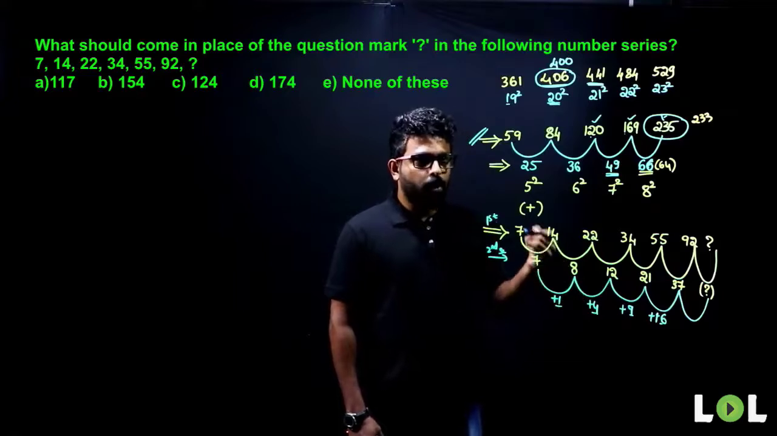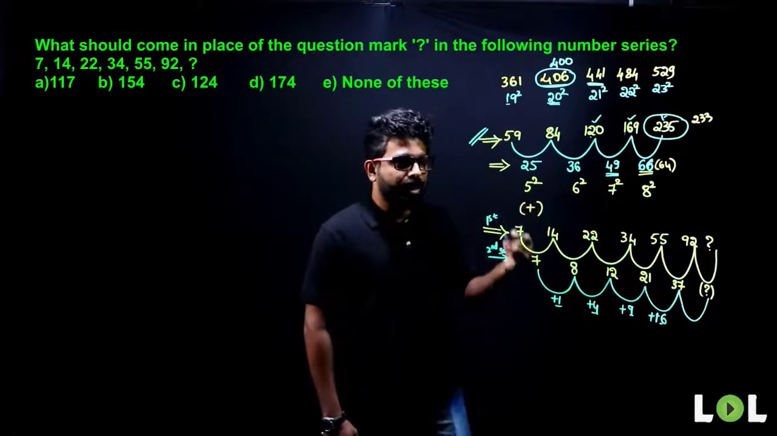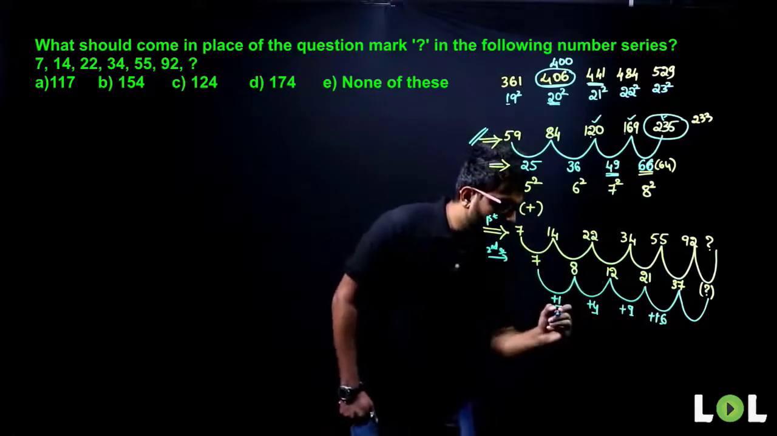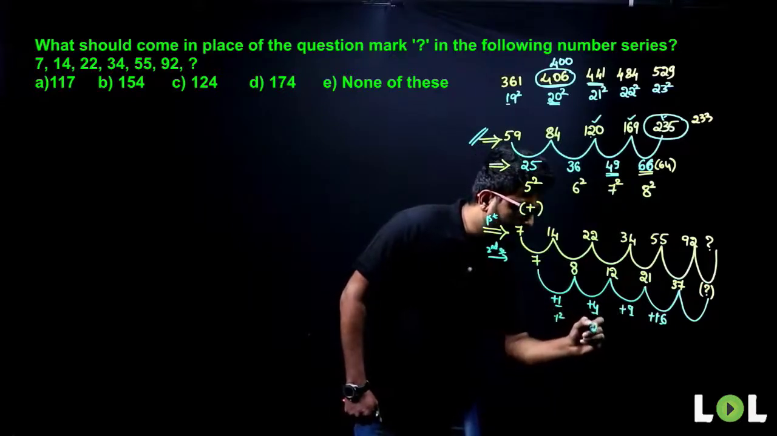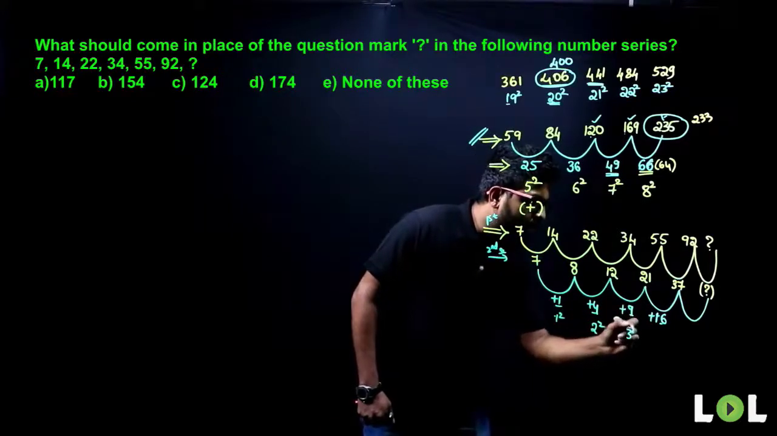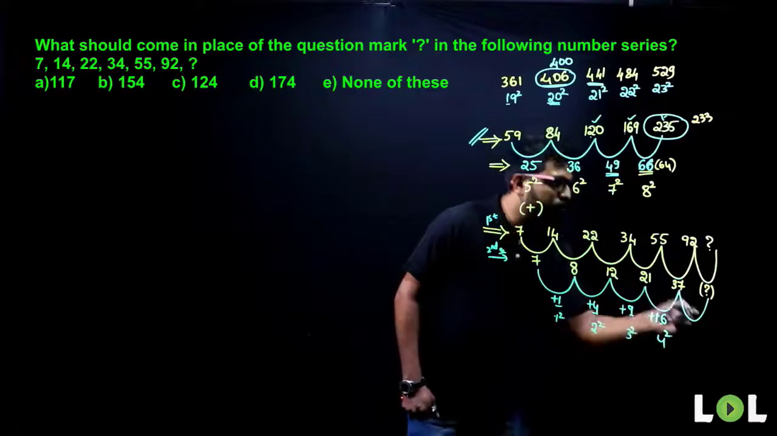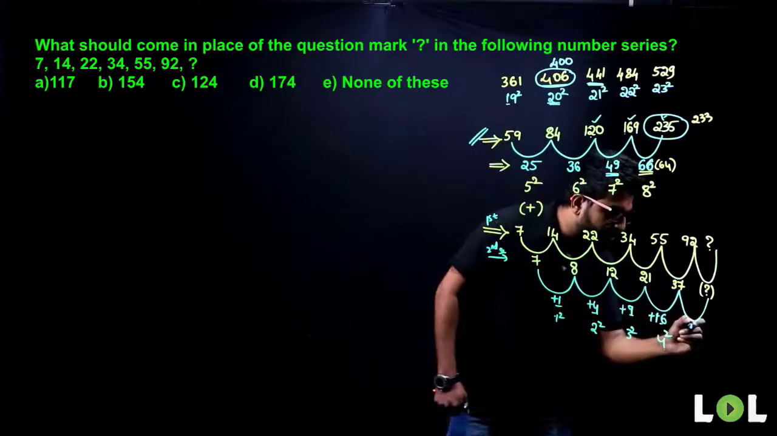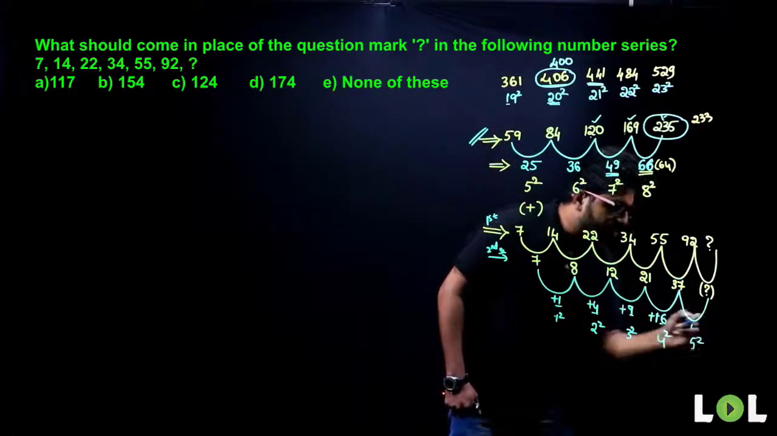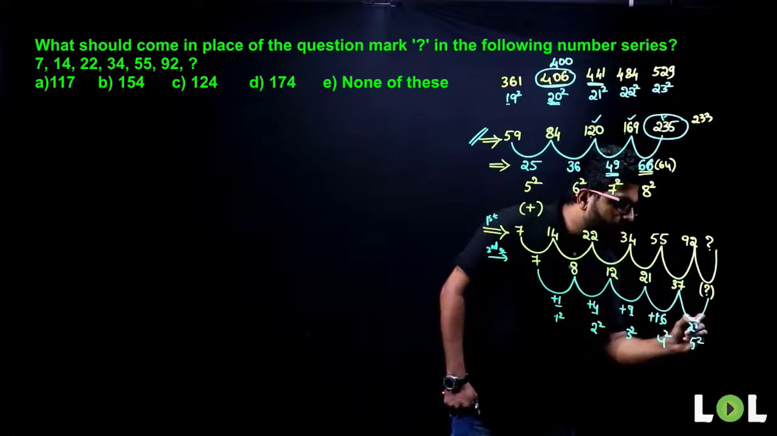Vinay Kumar tells it's 154 squares. Yes, very good. Squares. It is 1 square. This is 2 square, 3 square, 4 square. What should be my next term here? It should be 5 square. If it is 5 square, the value would be 25.